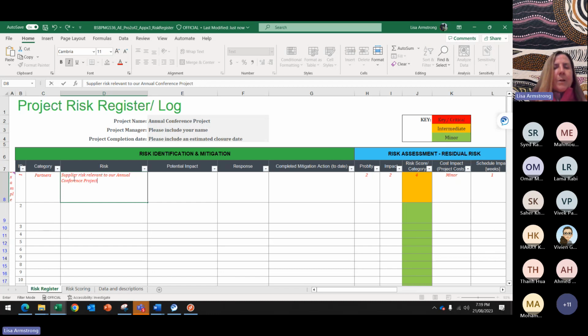What could be our supplier risk? Need to hear from you. Supplier risk relevant to our conference, our annual conference project. What are your thoughts? Like a changing venue? Yes, very good. So we may have risk around the venue in terms of, for example, if they double booked.